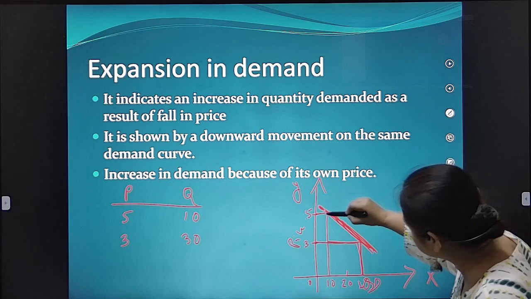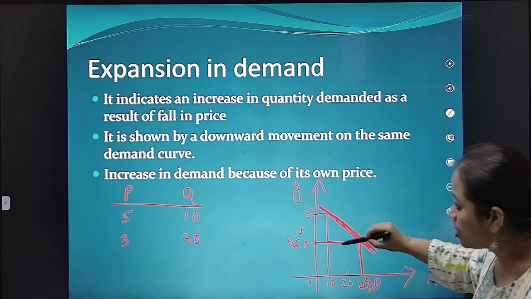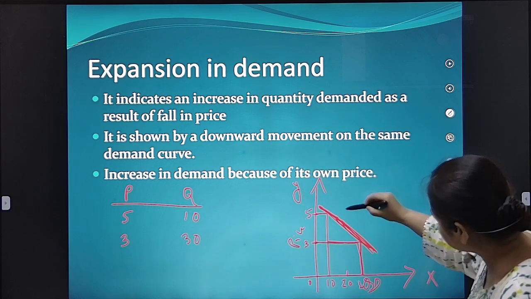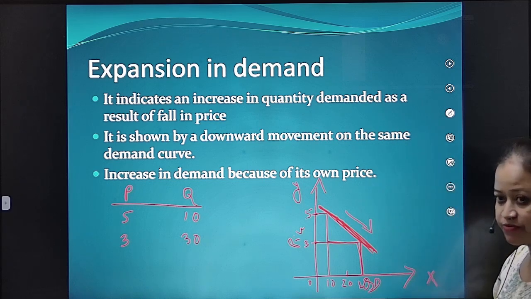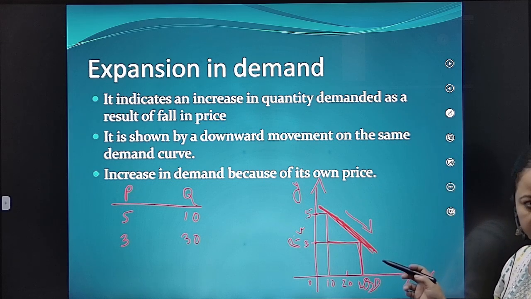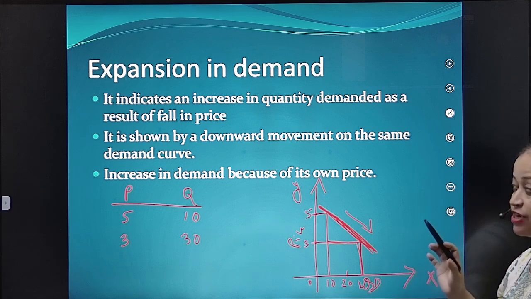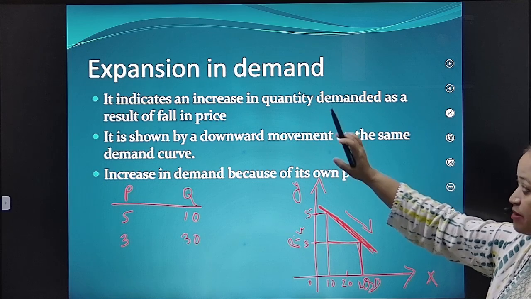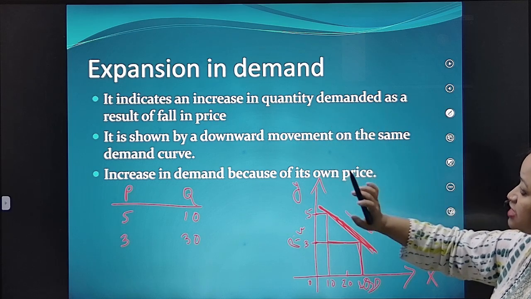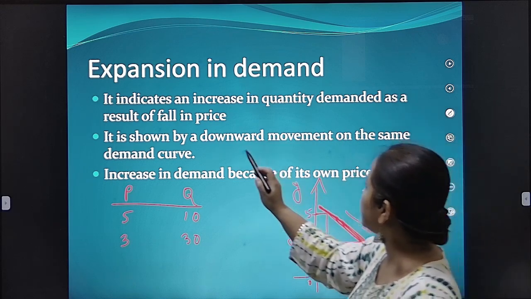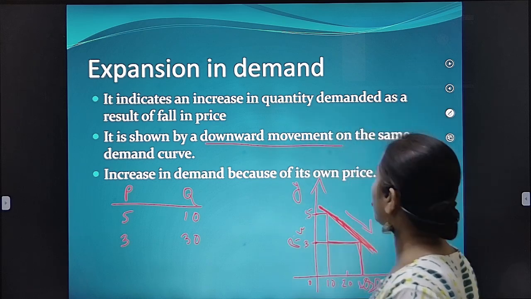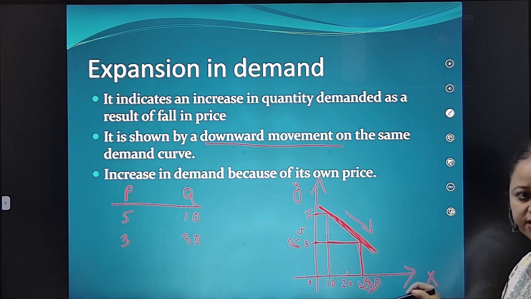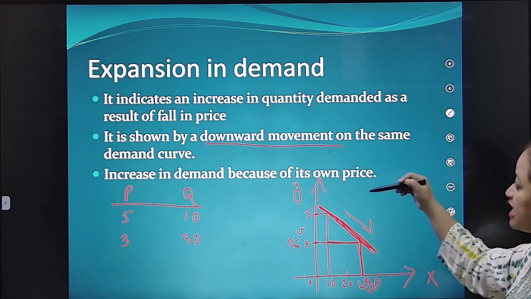Earlier it was this till here. Now when price is decreased and quantity demand has increased, the demand curve is going downward. Is it going downward? Fine. So you need to remember that in expansion in demand, okay, you need to remember about expansion in demand. In expansion in demand, there is downward movement on the same demand curve. Downward movement हो रहा है, ठीक है? Downward movement on the same demand curve.